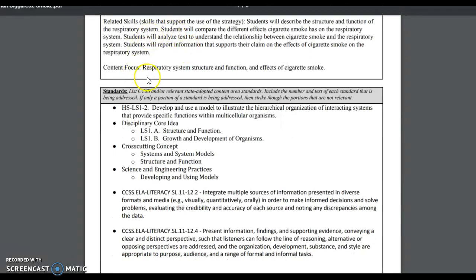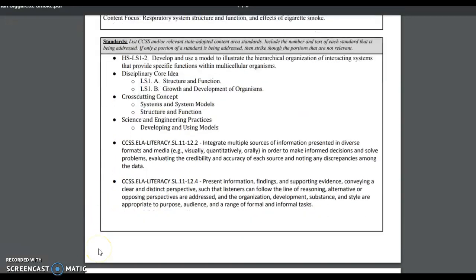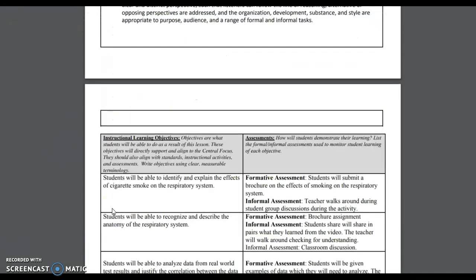So the content focus really in this lesson is on respiratory system structure and function and the effects of cigarette smoke on this. So we decided to use high school life science standards, and here we include, and it's mostly about developing and using a model, which is something the students will be doing. And here we included our ELA standards.